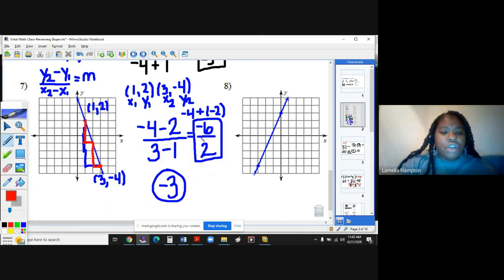So the blue is represented by the original fraction of -6 over 2, and the red is represented by the simplified part of it, which is -3 over 1, or just -3.